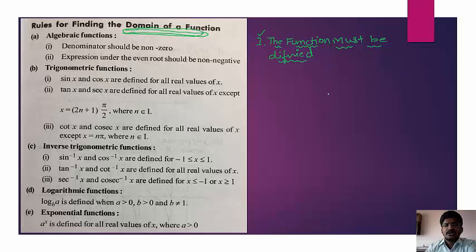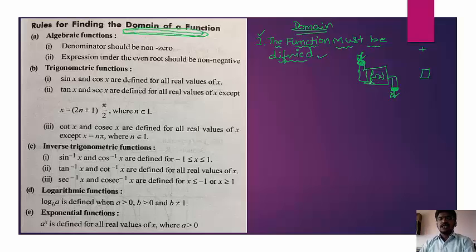The types of function we are going to discuss in this slide. But first, whenever you are finding the domain, you have to make sure that the function must be defined. That means if you give input, you must get output. Suppose this is input, this is your function, and this is your output. If you give input here and you get output here, if this is f of x, then by giving input, if you are getting output, the function is defined. This is simple logical thinking, but it depends on the nature of f of x, that is the function. What that means, we are going to discuss here, one by one.